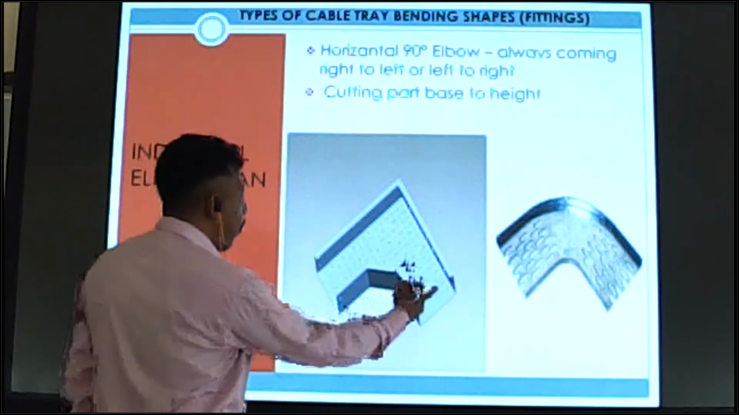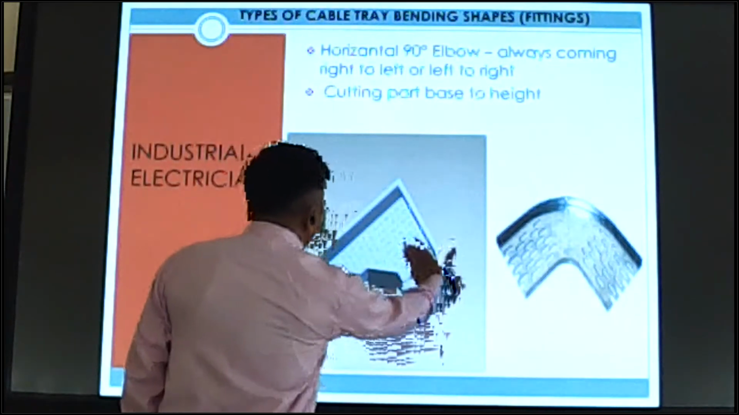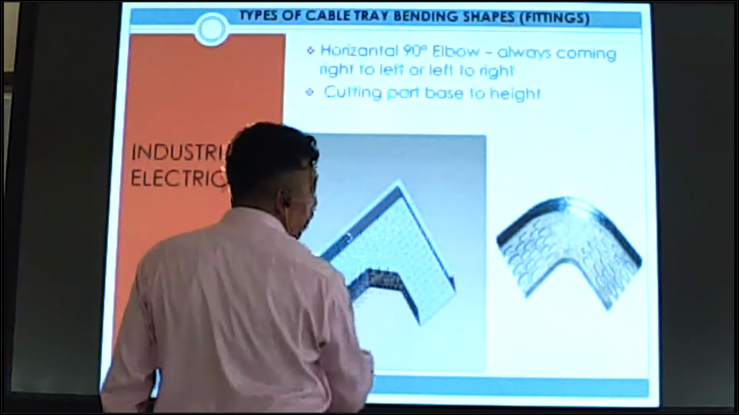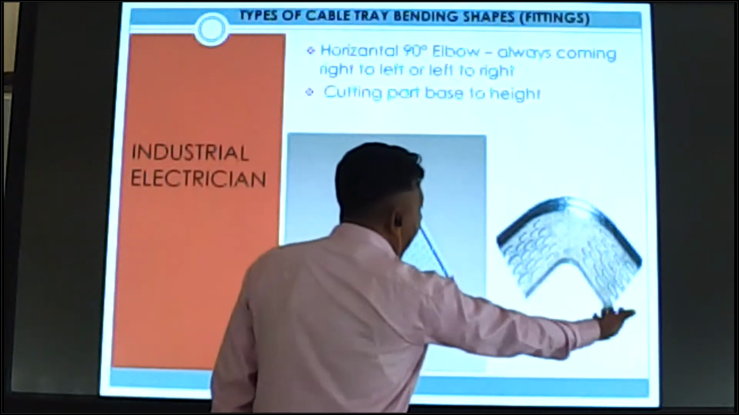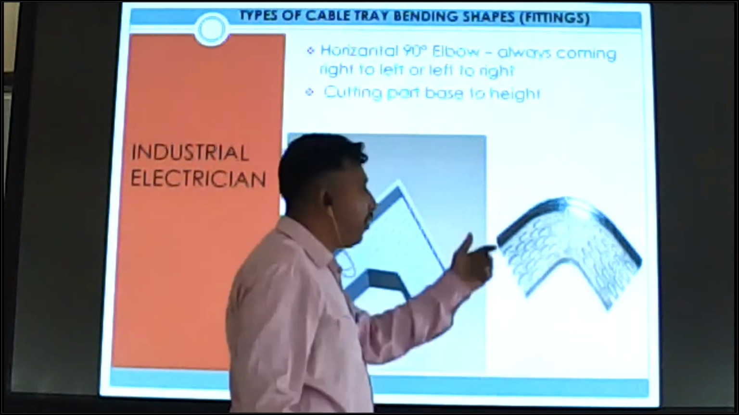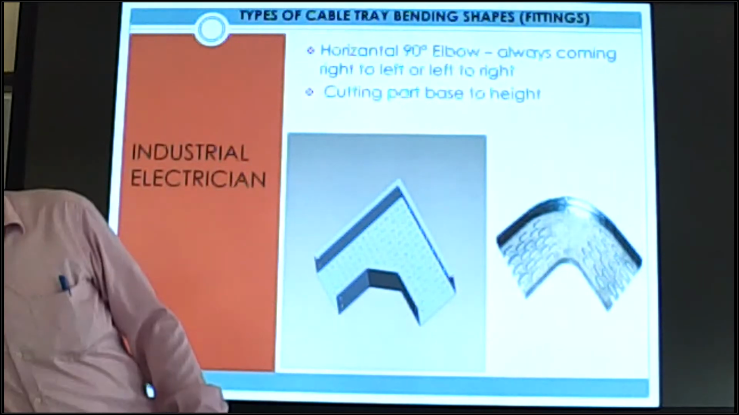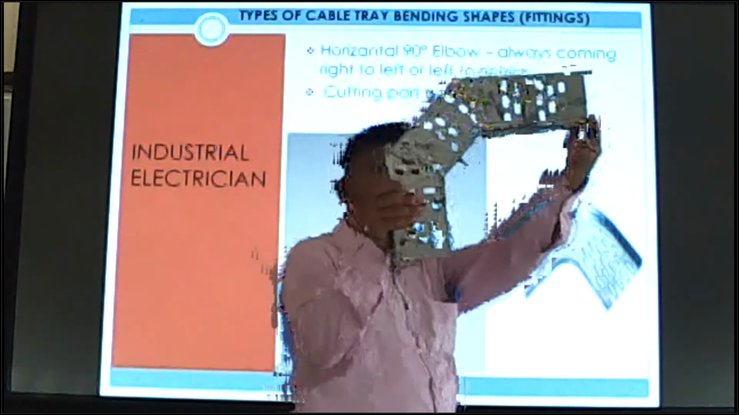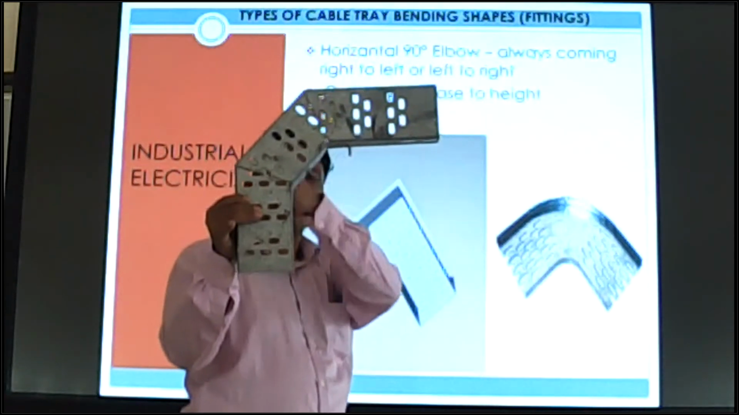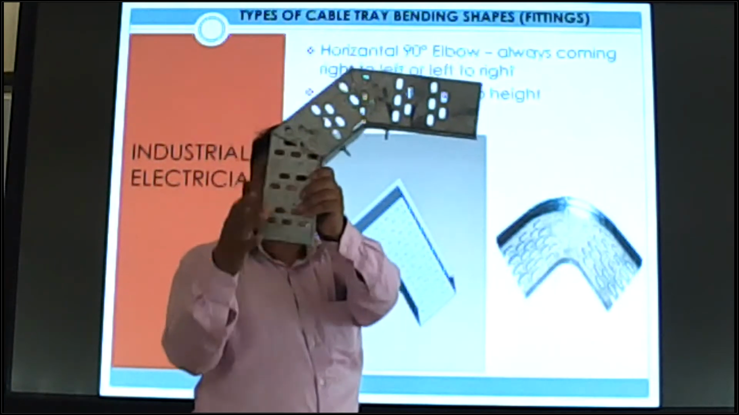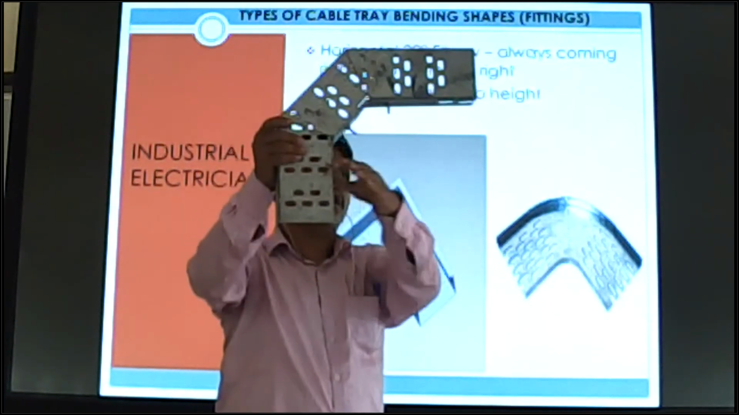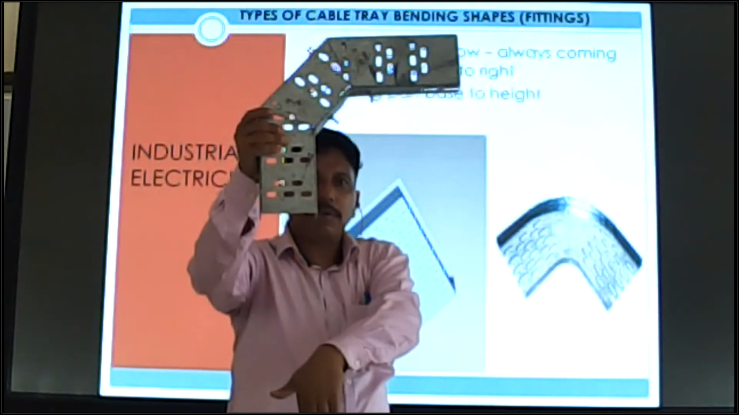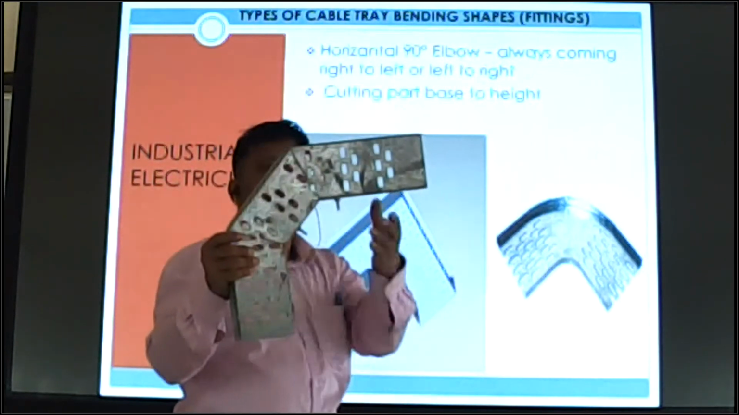This is the horizontal 90. Suppose your route is coming like that and you want to change the route to the left side, you can use this one. If your route is coming like that and you want to change to the right side, you can use this one. This is horizontal 90, you see, the straight 90 is coming here to here. If your route is coming straight and you make it go down, that time we can use horizontal 90.